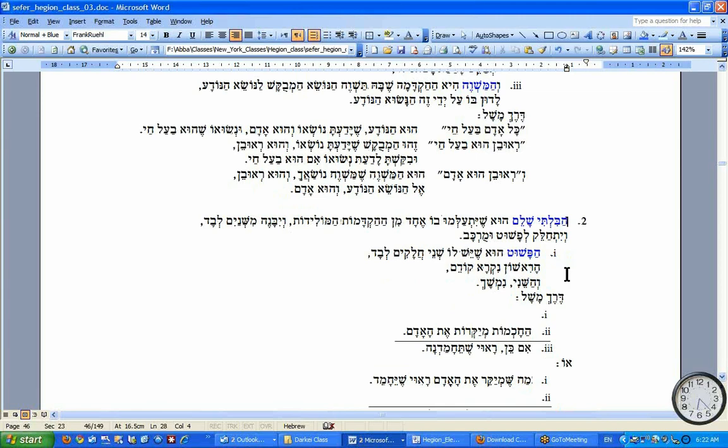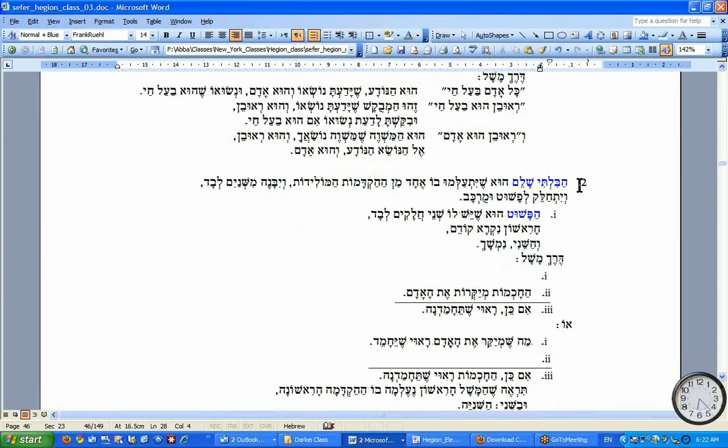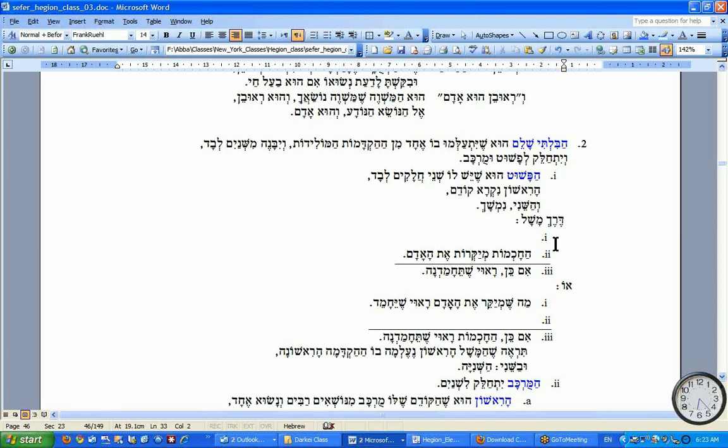What's the simple? The Pashut hu sheyesh lo shnei chalakim levad. Harishon nikra kodem v'hasheni nimshach. It only has two statements. The first is called the precedent, and the second one is called the consequent. Derech mashal. Now I put, of course, these letters into the text. They were not there. Okay.